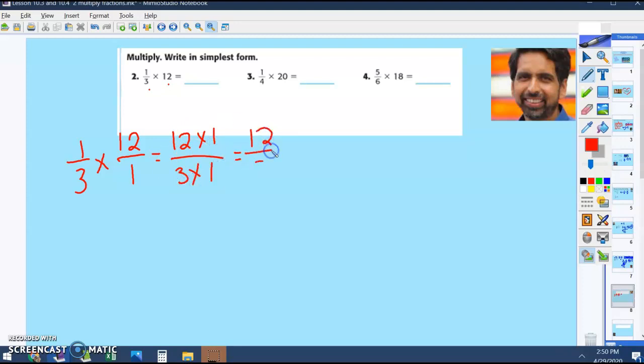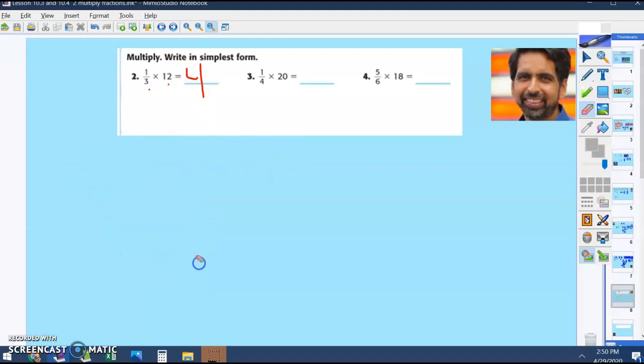I have 12/3, and then I ask myself, is it improper or can it be reduced? It definitely can, because we know our numerator is larger than our denominator, so we're going to divide. How many groups of 3 are in 12? There are 4, so our answer is an even number, 4.